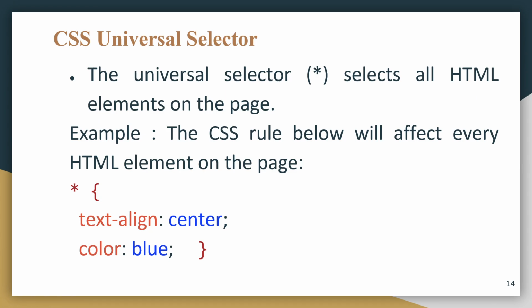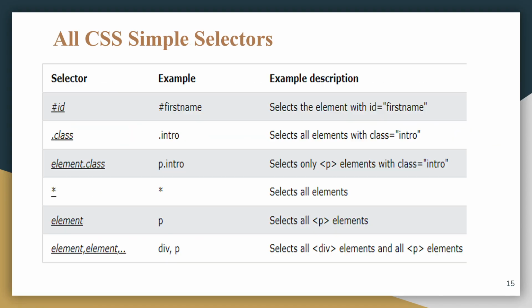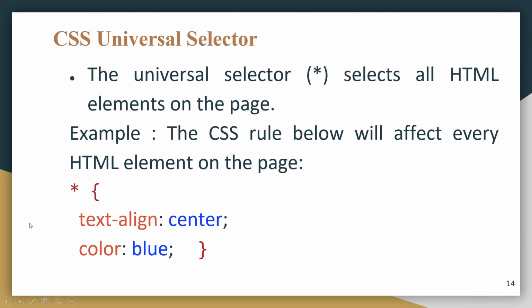Next, the universal selector. It uses the star symbol, the asterisk, on the web page. Here the star has text-align center and color blue. So whatever elements we use in that particular page, all HTML elements will be in the center and in blue color.